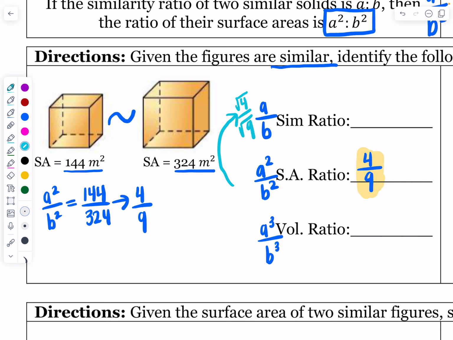So going from something that is squared to something that is not squared, you take the square root. So that's going to give me 2/3. That is my A and that is my B. So why does that help me unlock level 3, my volume ratio? Because now I know what A and B are.